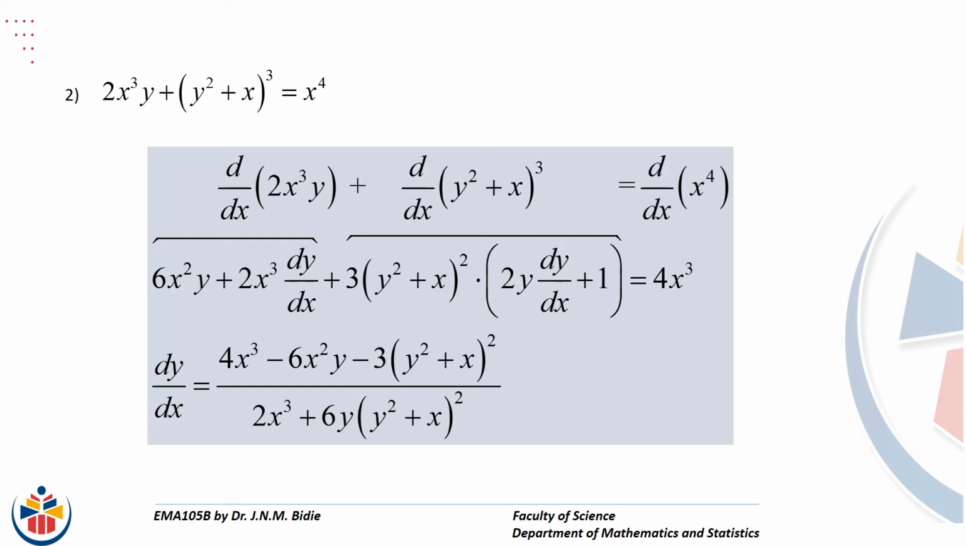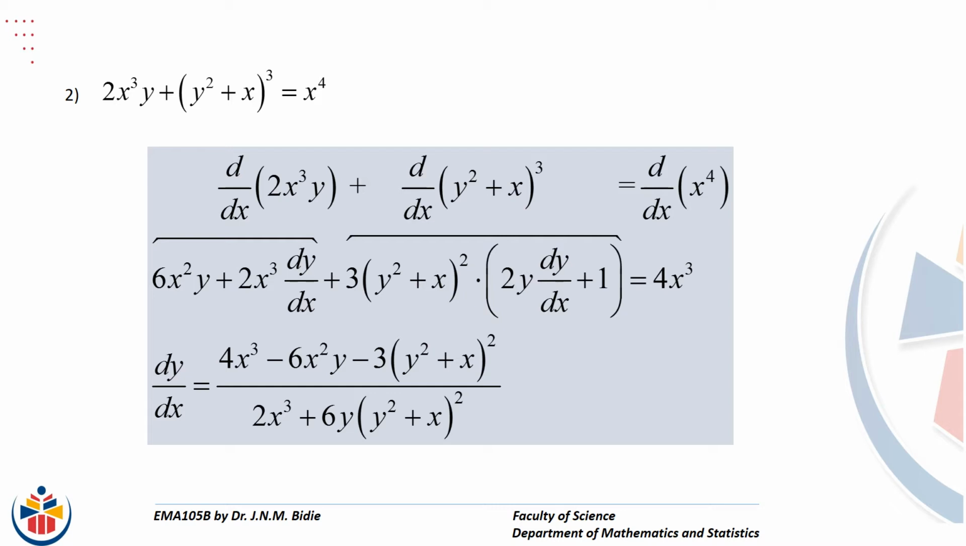Therefore, rearranging this whole expression and making dy over dx the subject of the formula, note that in place of dy over dx, you may write y prime. That is okay. If we make y prime the subject, then all the terms on the left hand side that do not have y prime go to the right hand side.